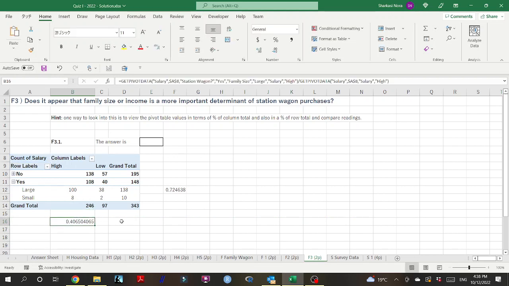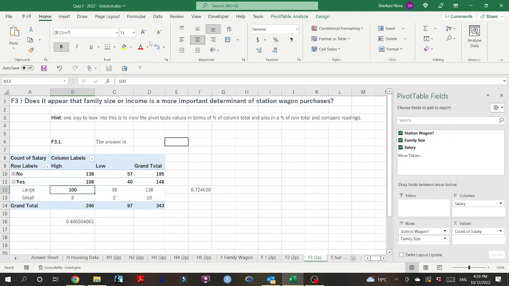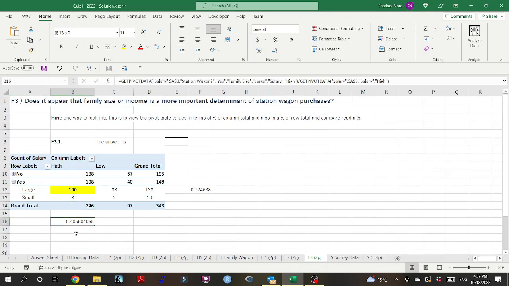So basically, these are the purchasers, right? Who defines the profile? Most of the purchasers of the wagon here are the 100, aren't they? Yes, they are. This 100, from the salary, high salary is important, and large family size. That we know for sure. So which one is more important, the salary or the family size? Let's take a look at the salaries. These 100 come from a population of a total of 246 high salary.